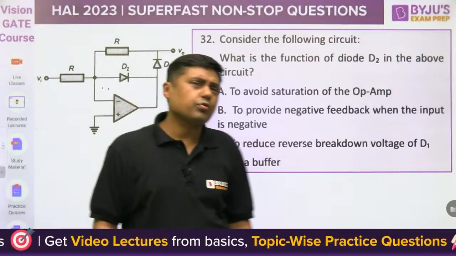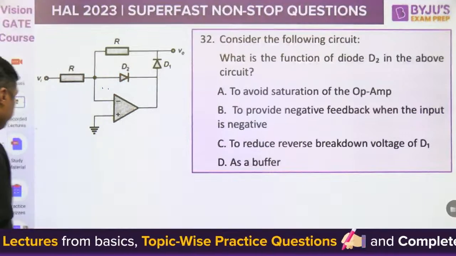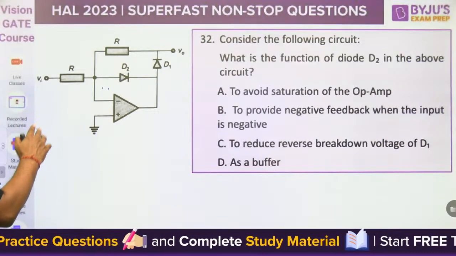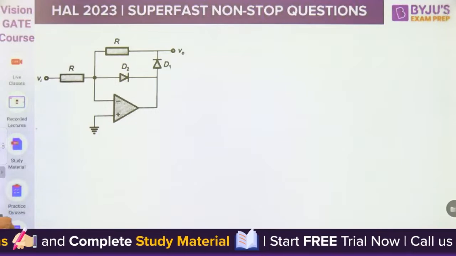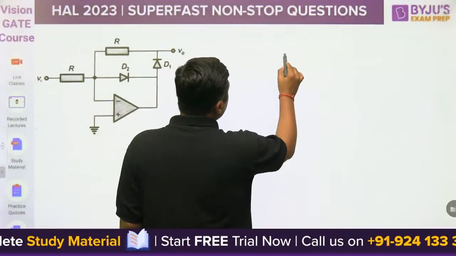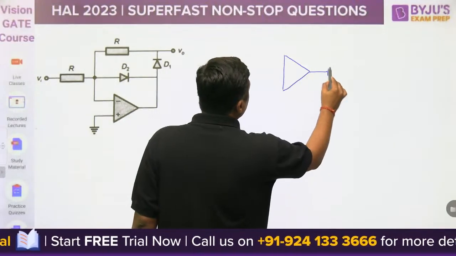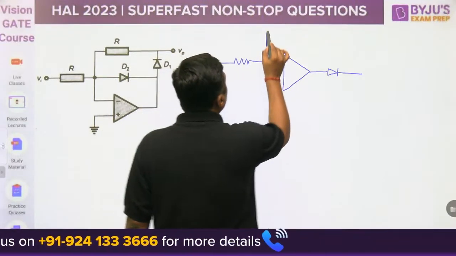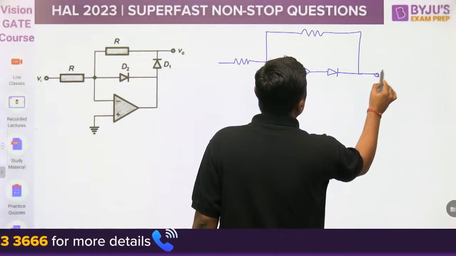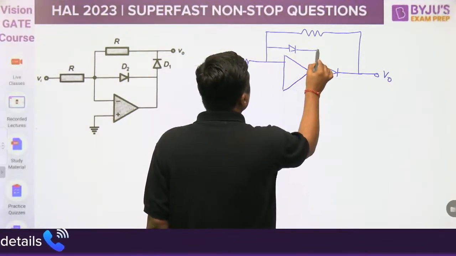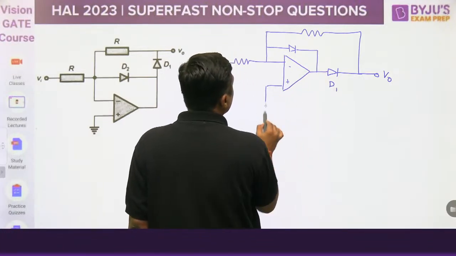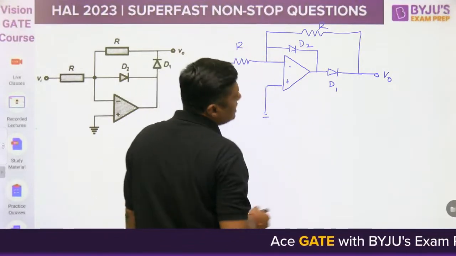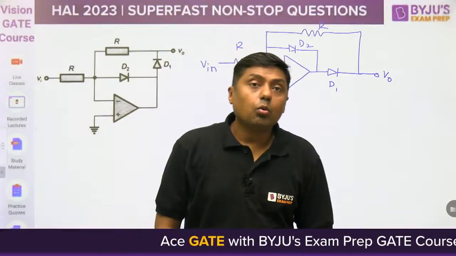So there are 4 options. Quickly we can give the answer because it is a standard circuit. Read this question, take a screenshot of it, and I'm giving you the answer. Remember this one: this is actually a precision rectifier. We are connecting two diodes here. First diode is D1, this is D2, R, Vin, and this is V0. So it is a precision rectifier, right? Now, what is the purpose of this diode?